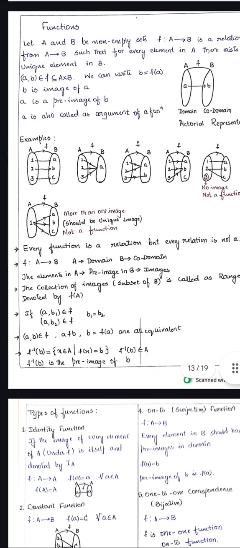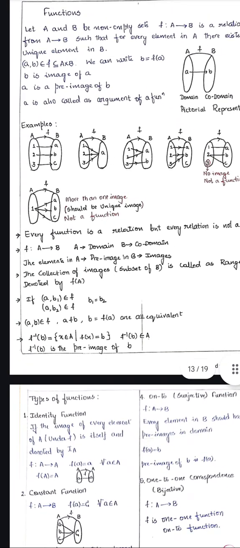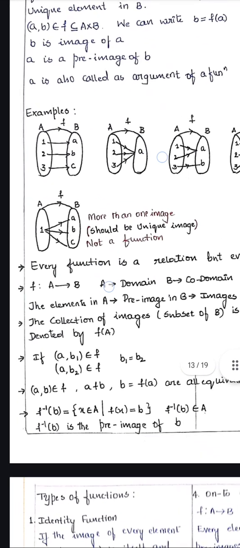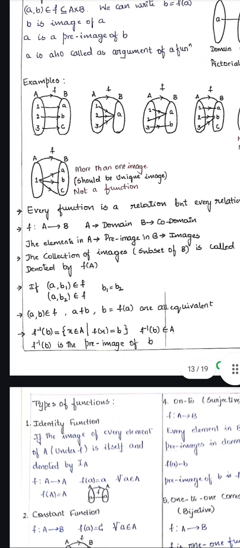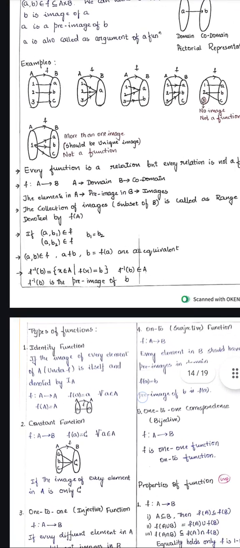For every element of A there exists a unique element in B. That is, one is mapped to something and another number is mapped to the same A. 1, 2, 3, everything is mapped to A itself. That is possible, but here one has more than one image, that is 3 images, so it is not a function. Every function is a relation, but every relation is not a function.